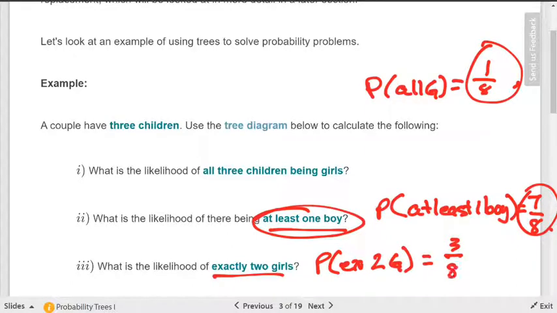3 out of 8? Do y'all agree? I don't have it in front of me, so I have no idea. You okay with it? Perfect. Just count them out. Because these are equally likely outcomes, there's no point in multiplying. You could. It'd be 1/2 times 1/2, right? And then add all the branches that you get together to give you the total.